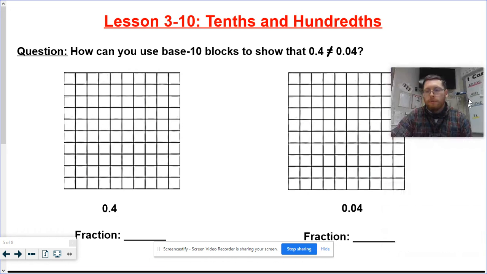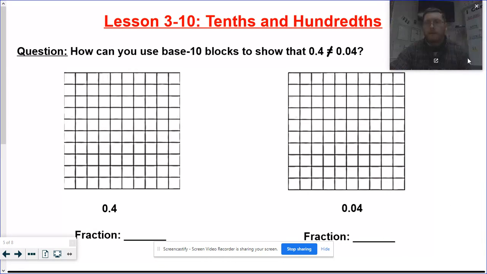All right, so I'm going to move my camera up here so I can see better. With this, I'm going to ask you a question. How can you use base 10 blocks to show you that 0.4 is not equivalent to 0.04? Well, we're going to do that right now.